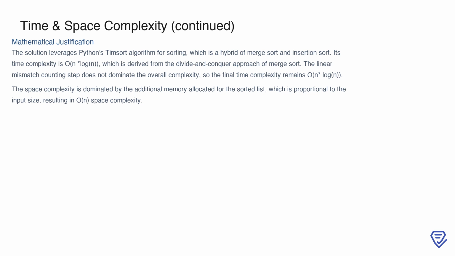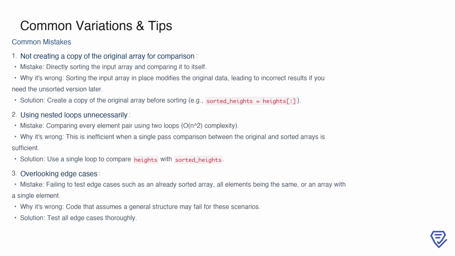This balanced approach of timsort and efficient iteration ensures an optimal solution for the problem. When working on this problem, there are a few common mistakes to watch out for. First, not creating a copy of the original array can lead to issues. If you directly sort the input array and compare it to itself, you'll lose the original data, which can make your solution invalid if the unsorted version is needed later. The solution is simple: create a copy of the array before sorting, using something like sorted_heights equals heights.